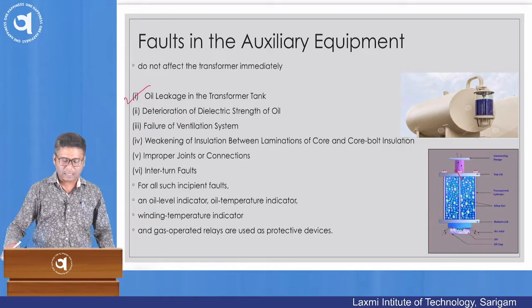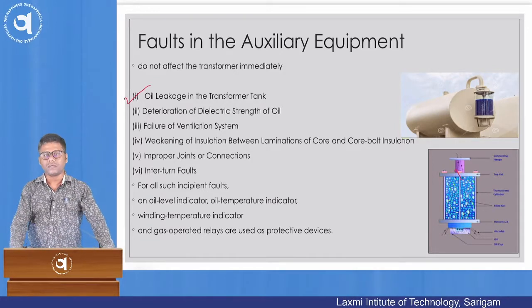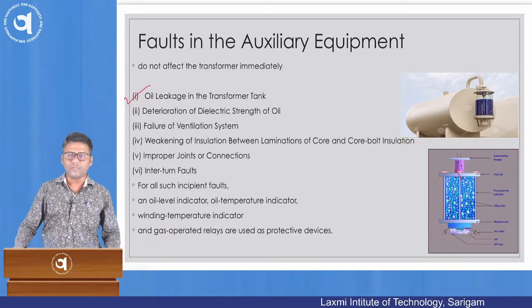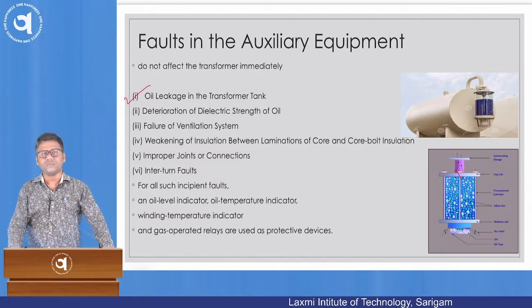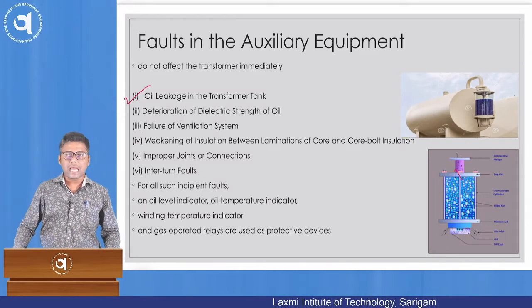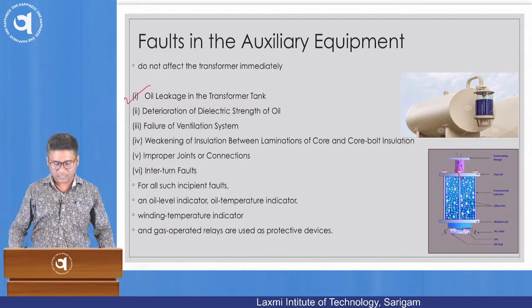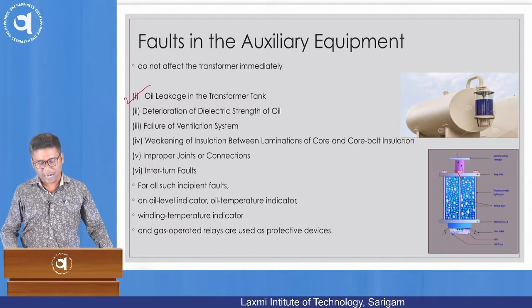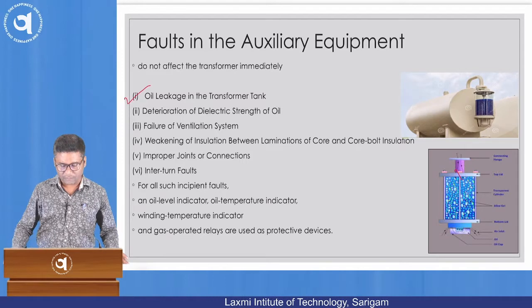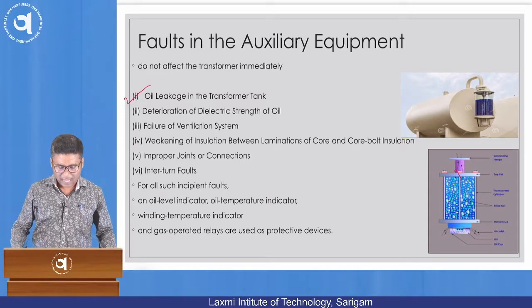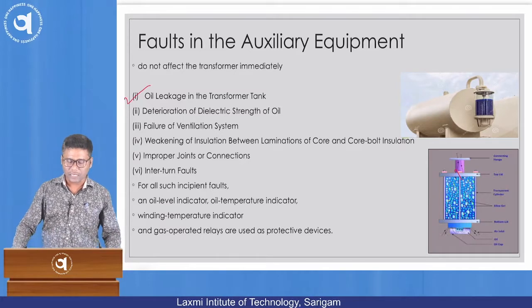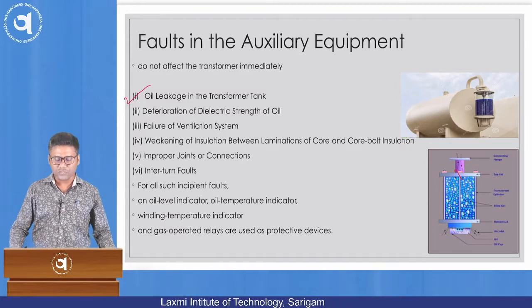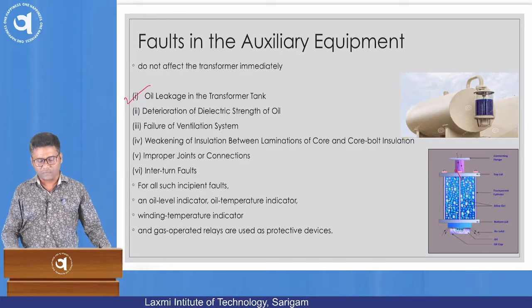Generally, if the oil of the transformer leaks and the level of the oil goes down, then the bushing and the winding of the transformer are exposed to the air. When the bushing and the windings are exposed to the air, it will increase the temperature of the winding, and later on it will deteriorate the life of the insulation and convert into a major fault.